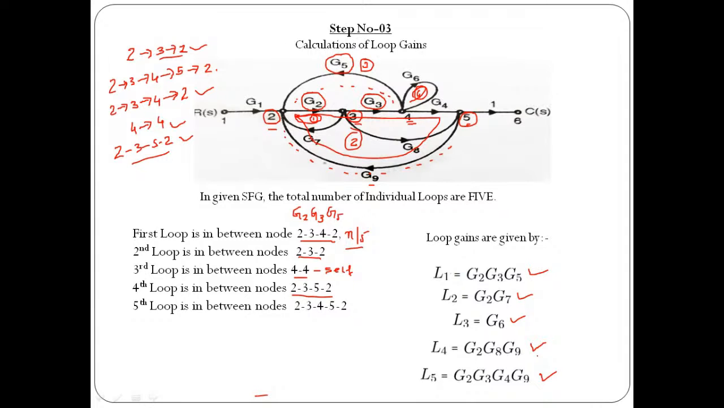First you have to calculate the gain of the corresponding individual loops, and then we need to identify the pairs of touching loops, pairs of non-touching loops, and so on. And then based on that, we need to calculate the value of delta. That's it. And once you know the value of delta, delta 1, delta 2, then the things are very simple. We need to club them, put them into one specific formula, and apply the logic of Mason's gain formula to calculate the value of the transfer function.